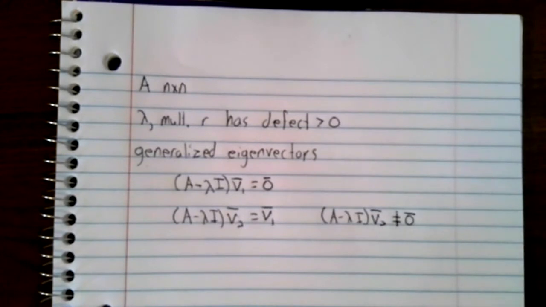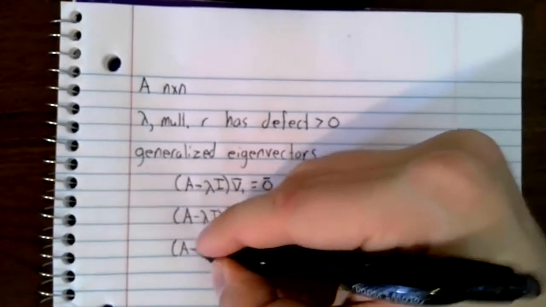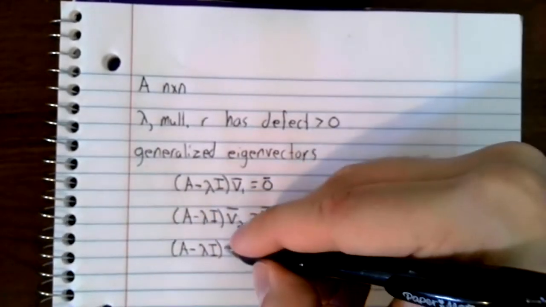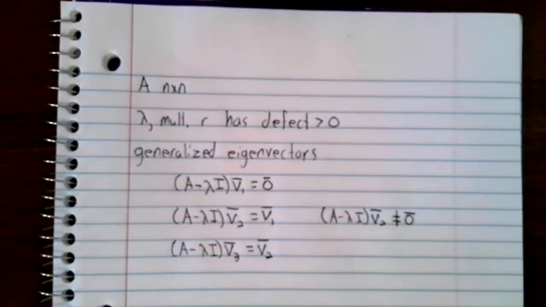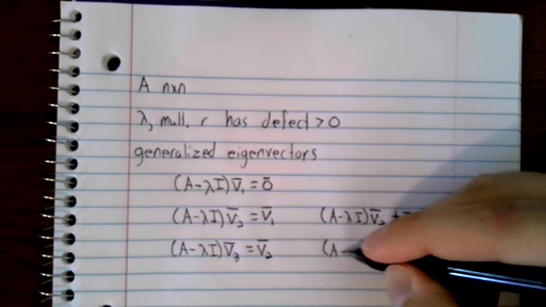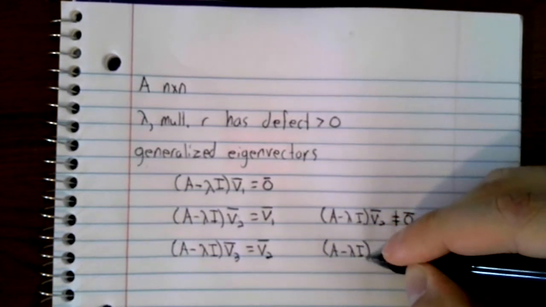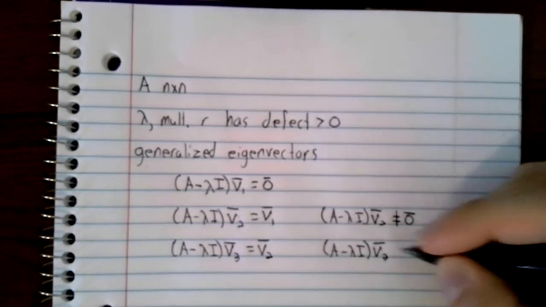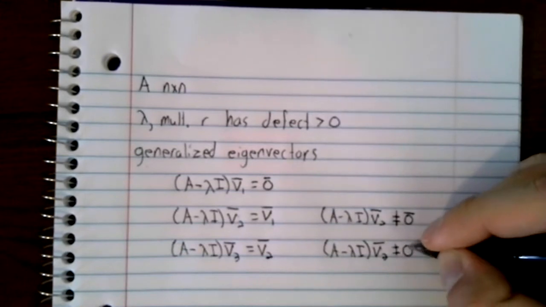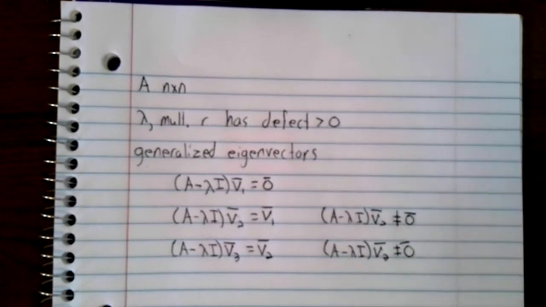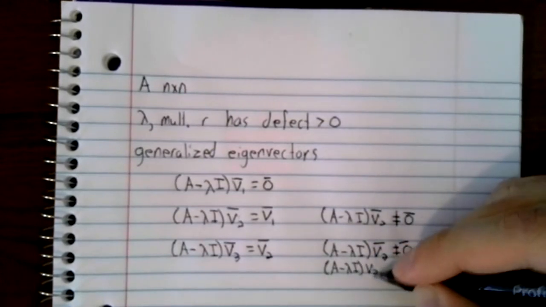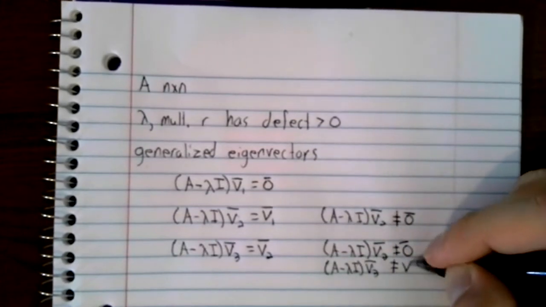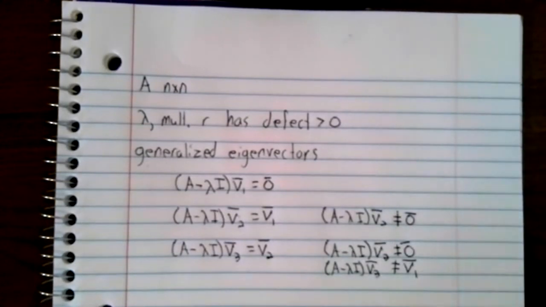We define v3 as (A minus lambda I) v3 equals v2. And again, v3 has the additional restriction that it does not satisfy either of the eigenvector condition or the first generalized eigenvector condition.